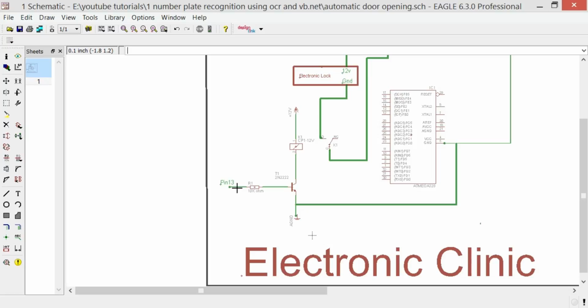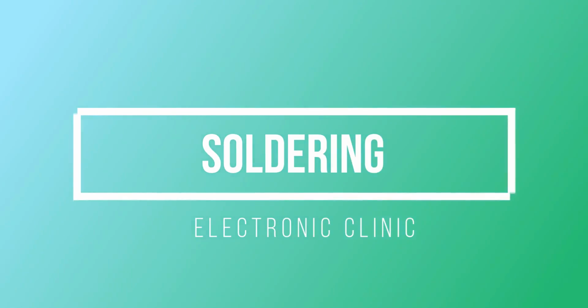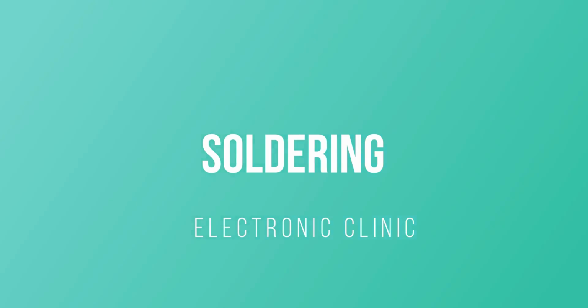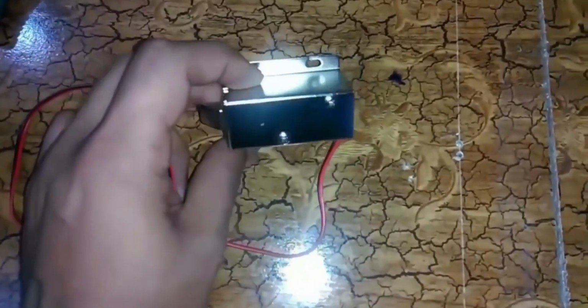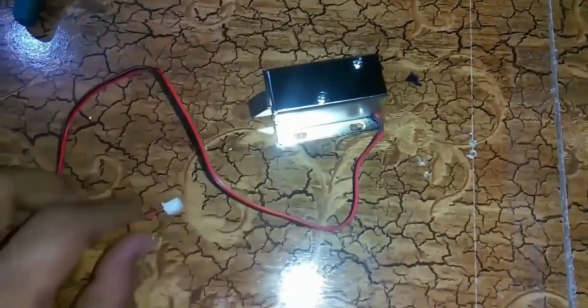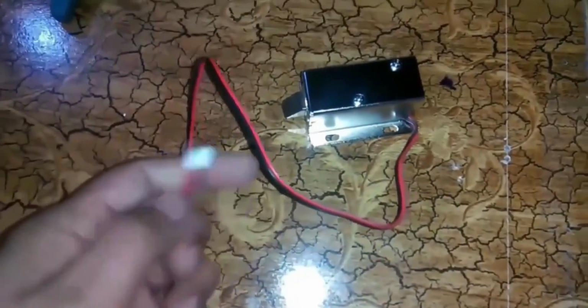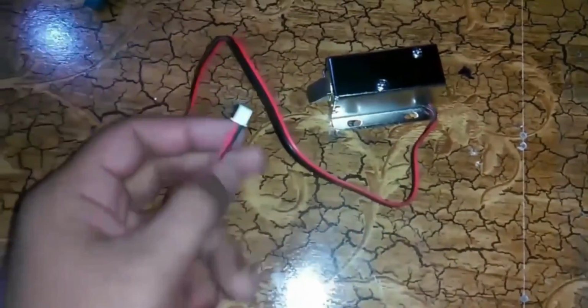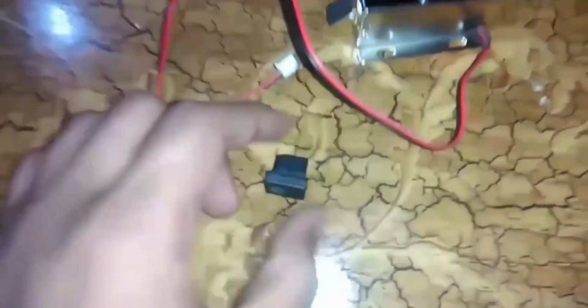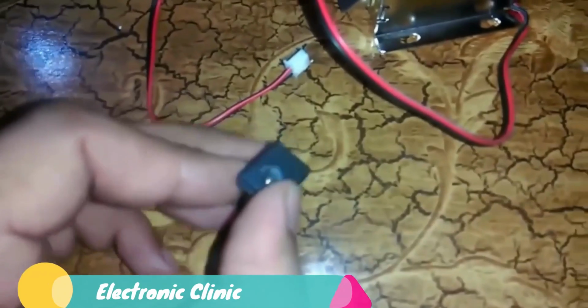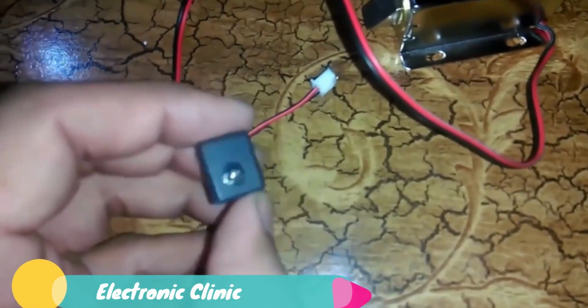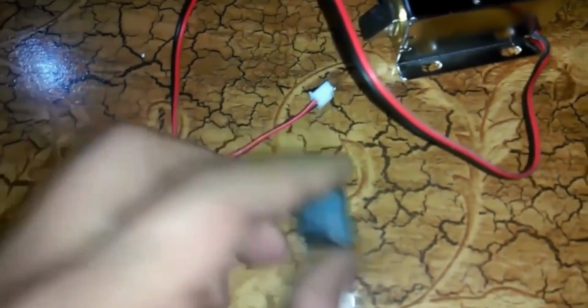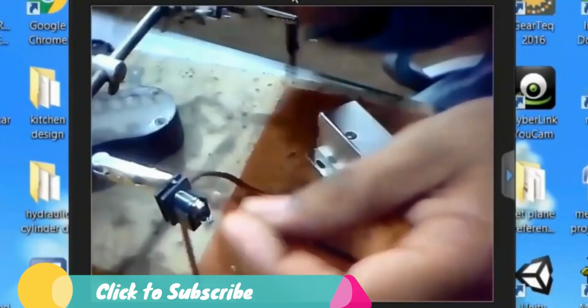And now let's start soldering and discuss the electronic lock. So this is the electronic lock that I will be using today, and actually I don't need this, so I will cut this and connect a DC socket so that I can easily power this up using a 12-volt adapter. So now let's connect the DC socket.